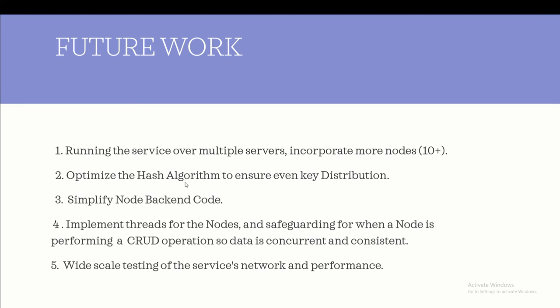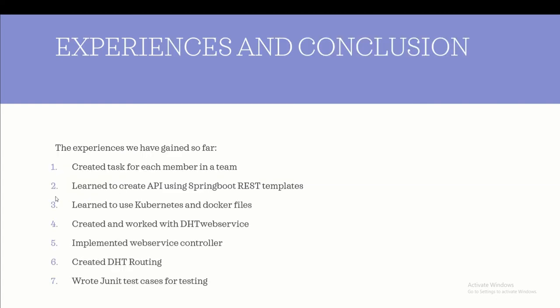We want to optimize the hash algorithm to ensure even key distribution or file distribution. We want to simplify the node backend code. We need to refactor a little bit because it is a little bit messy and could be cleaned up. We want to also implement threads for the nodes and safeguarding for when a node is performing create, read, update, or delete operations so that the data is concurrent and consistent. We also want to start doing wide-scaling testing of the service's network and performance and test it against key metrics that we wish to obtain.